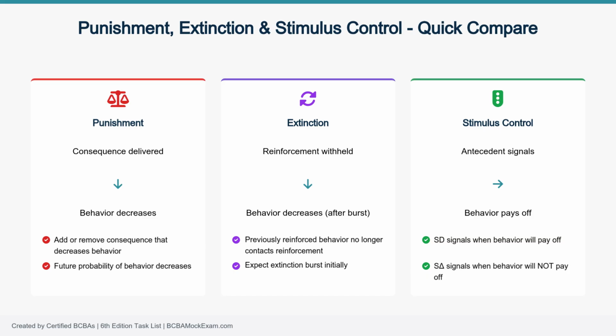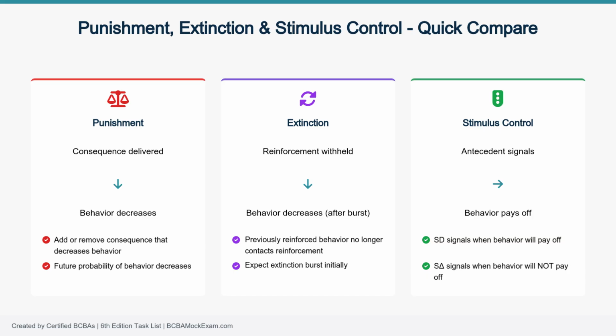Punishment is about consequences. Something is added or removed after behavior, and the future probability of that behavior decreases. Extinction is about withholding reinforcement that previously maintained the behavior, usually with an initial burst followed by a decline over time. Stimulus control is about antecedents that signal whether a behavior will produce reinforcement or not, via SDs and S-deltas, without necessarily changing the consequence schedule itself.